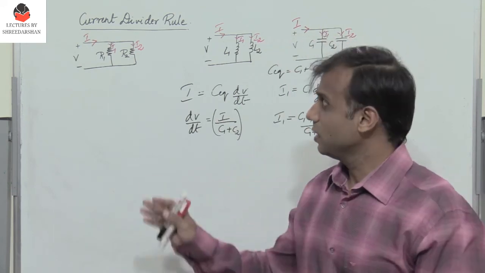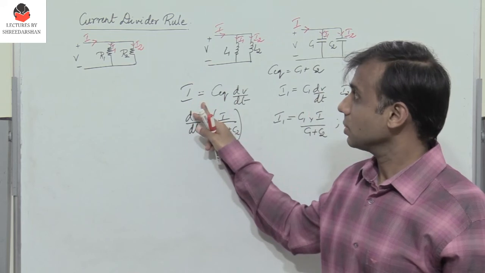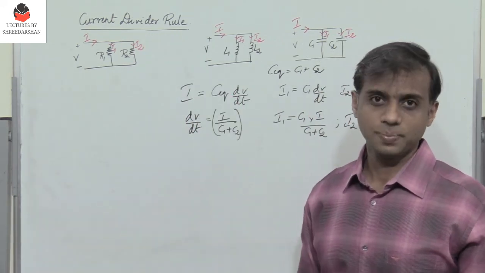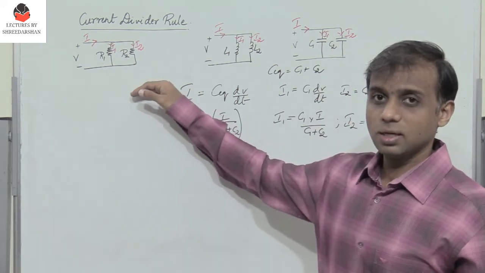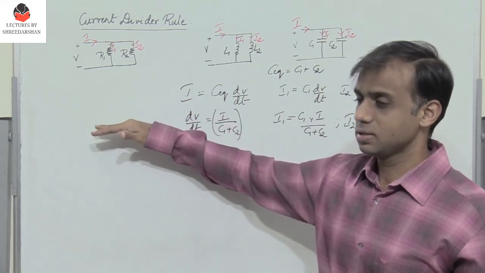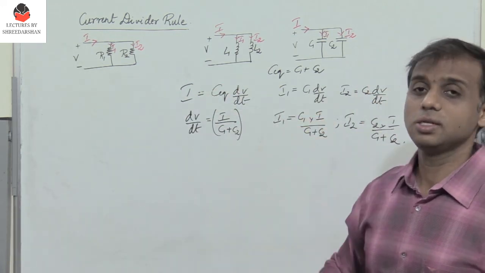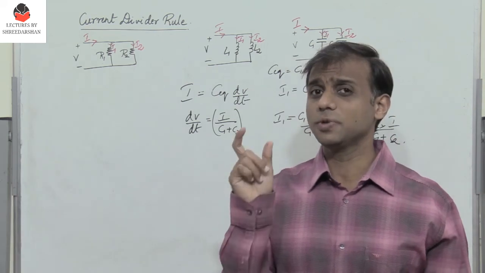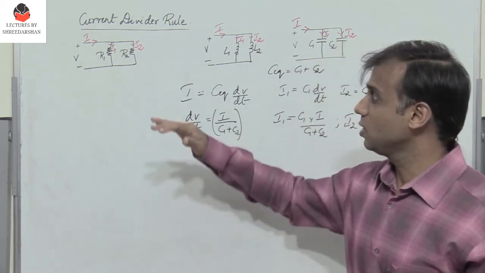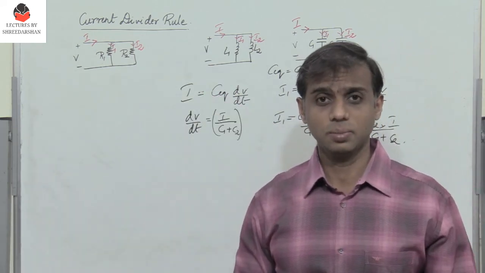Alright, so now we have seen how we can calculate the current by using the current divider rule. Now what about voltage? If two elements are connected in series, that means if R1 and R2 are connected in series, if L1 and L2 are connected in series, or C1 and C2 are connected in series, and I need to find the voltage across one of the elements, how do I do that? There we use the voltage divider rule, which we shall see in the next video segment.